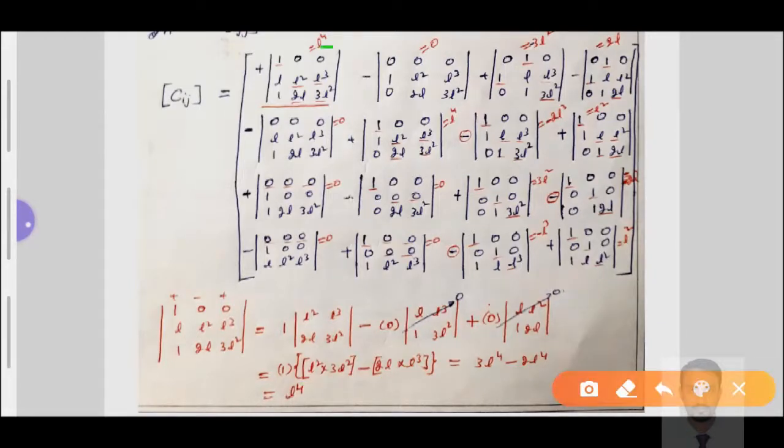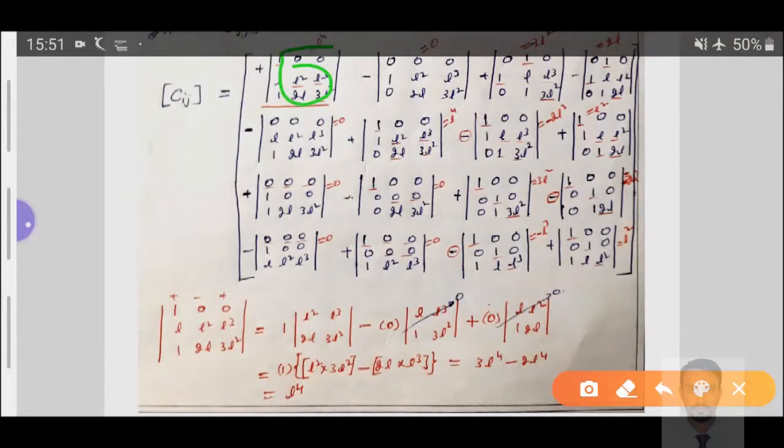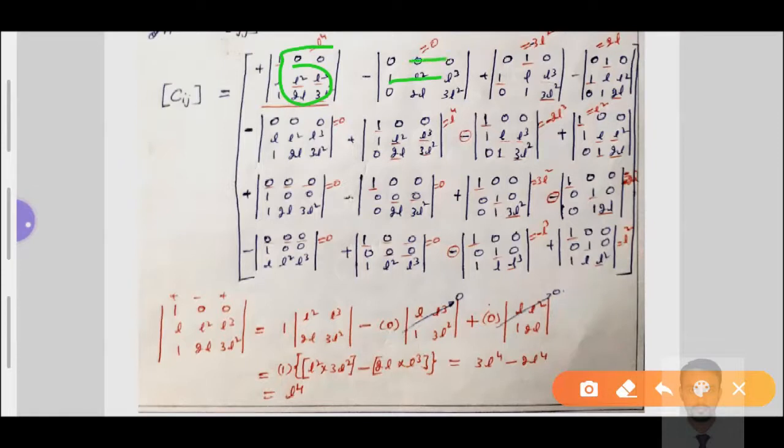The value of this determinant is L power 4, and then this value is 0, and this determinant value is 3L square. This determinant value is 2L. This determinant is 0. This determinant is L power 4. This determinant is minus 2L cube. This determinant is L square. This is 0. This determinant is 0. This determinant is 3L square. This determinant is minus 2L, and then this determinant is 0.